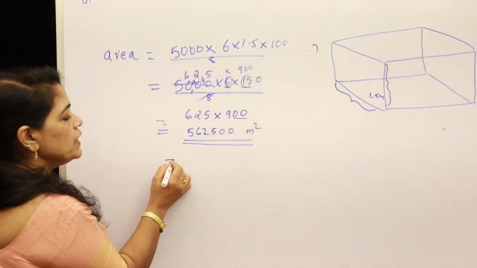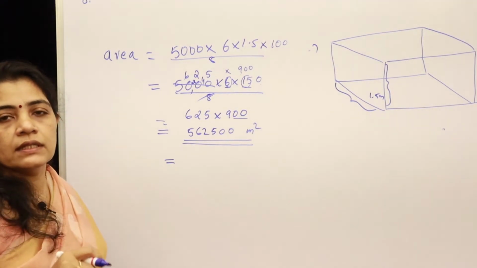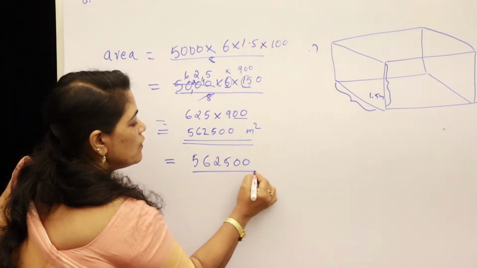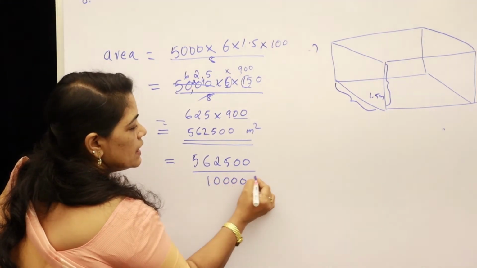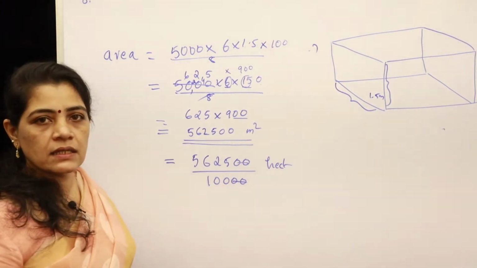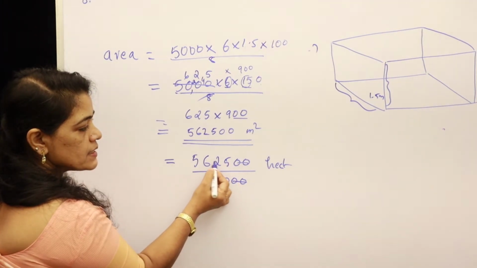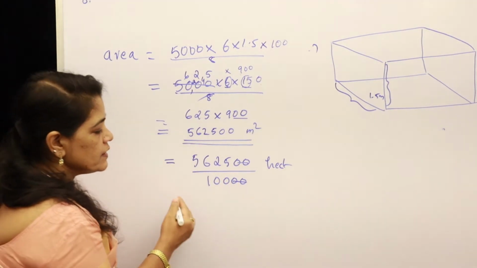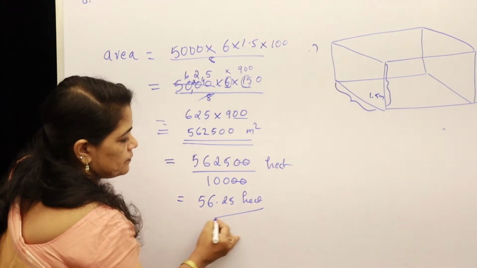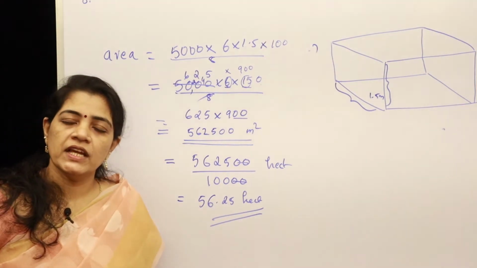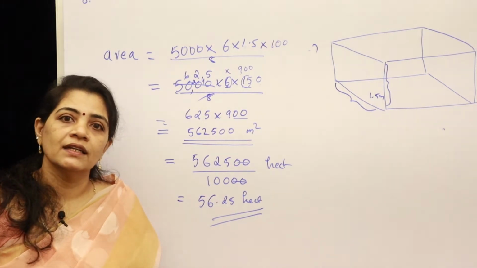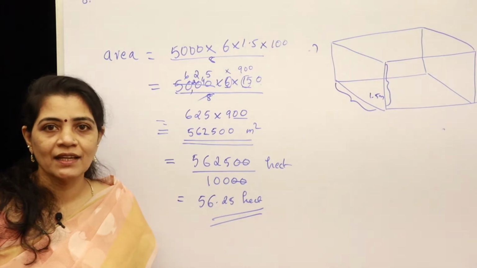So you have to divide this by 10,000. That means 562500, if you divide this by 10,000, it will become hectares. So the zeros can be cancelled, and you place the decimal point from the right side to the left side, keeping 2 places: 56.25 hectares. This much area can be irrigated from the water of the canal which is flowing in 30 minutes. Hope this question is very clear to you.